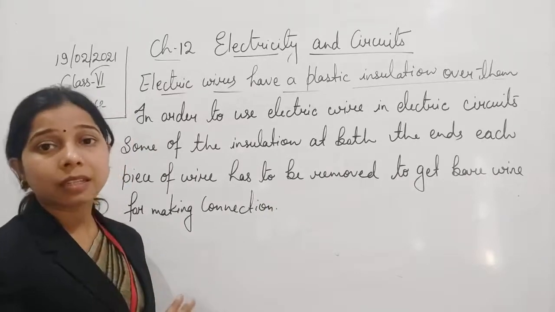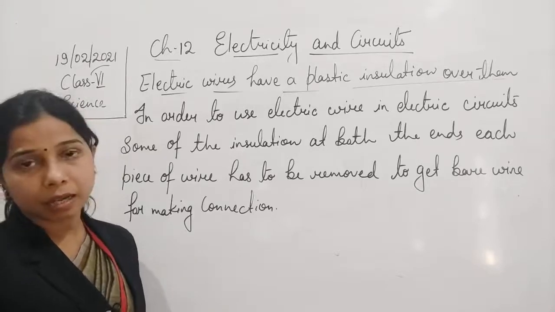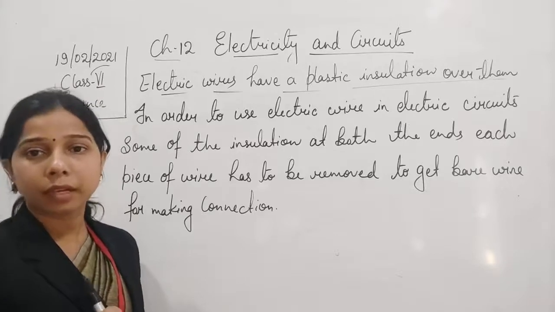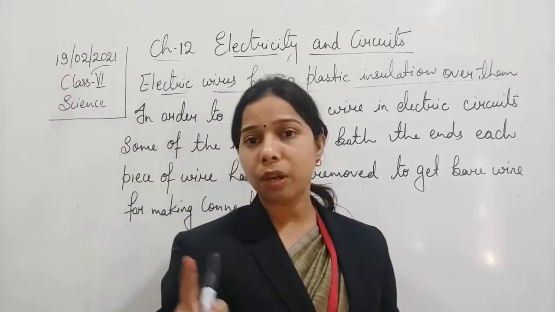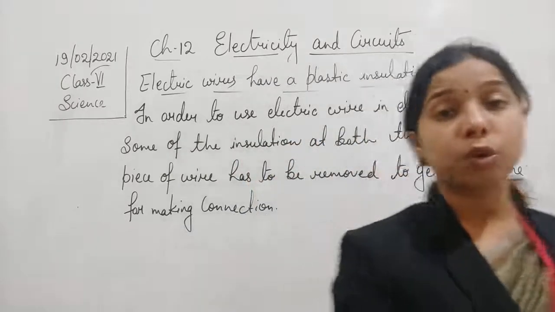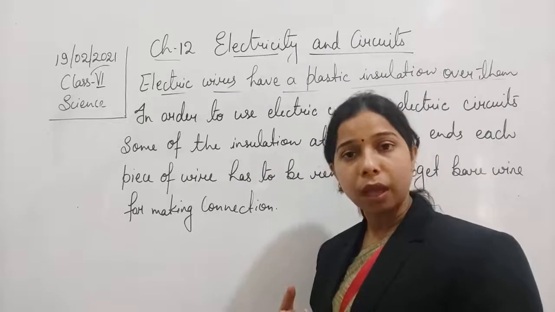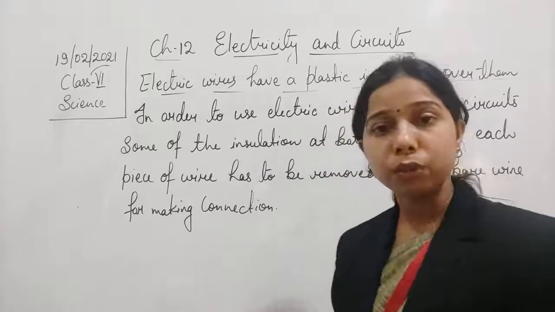that plastic insulation is there in the electric wire. What is the reason behind it? The plastic insulation helps us in protecting from electric shock, because plastic does not allow electric current to pass through it. Now your question arises: if we want to join two wires together, or join a wire to a device, what are we going to do?